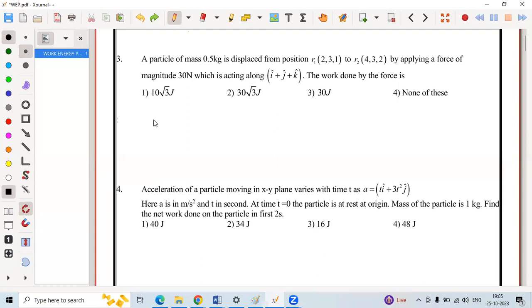Right. Since it is in vector notation, we have the work done formula. What is that? F dot S. Now we can implement the given data into F dot S, or it's Fs cos theta. First, let me write the vector notation. First, you write position in terms of vector. Initially it is given as 2, 3, 1. Finally, it is given as 4, 3, 2.